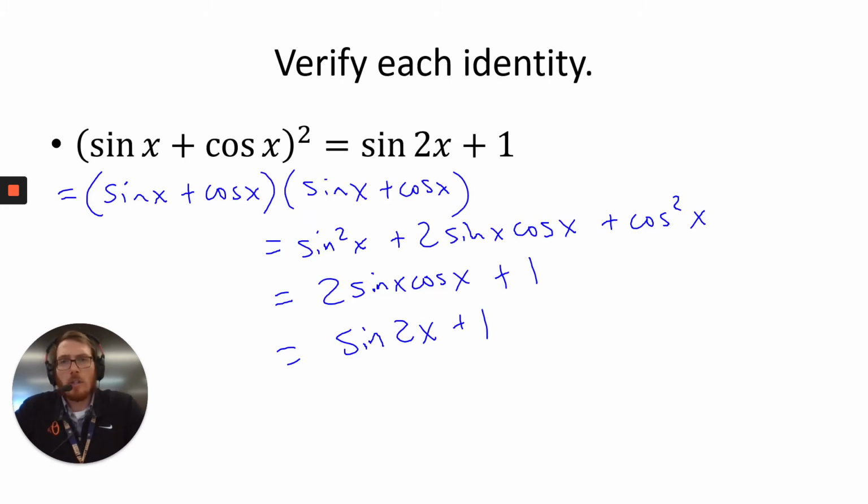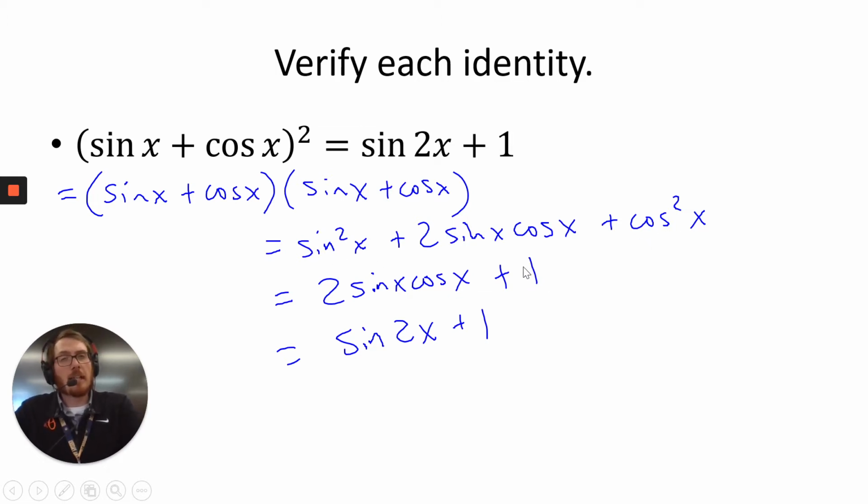Okay, the first question we're going to look at is just a verifying question. It's a pretty simple one, but it showcases the double angle idea. You want to start with the left side. So remember, whenever you take something squared, it's that thing times itself. You FOIL that out and distribute. And then sine squared plus cosine squared, that's just 1.